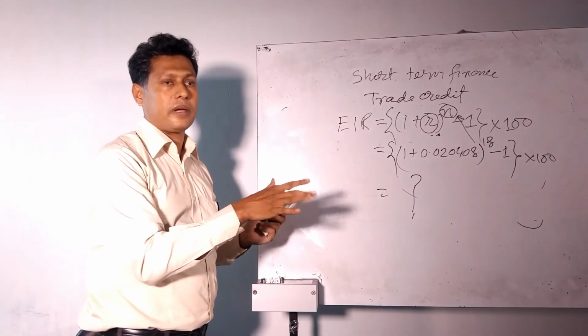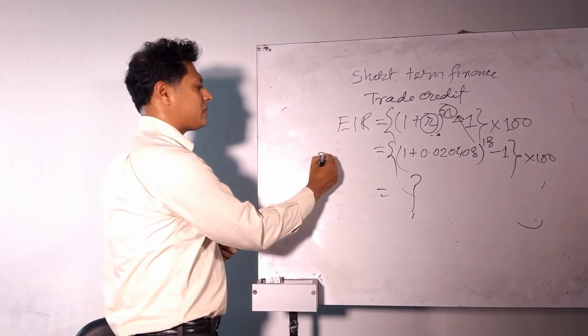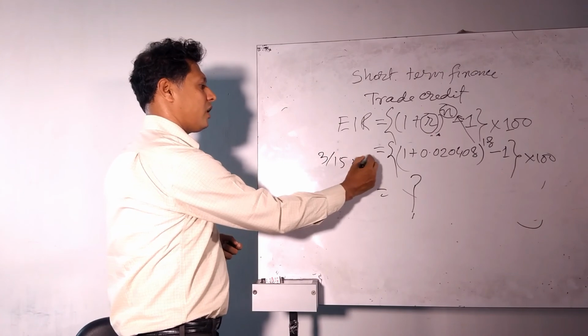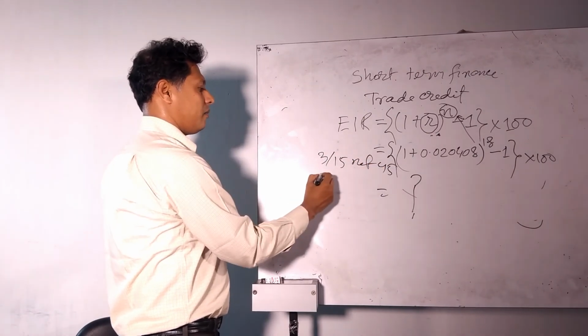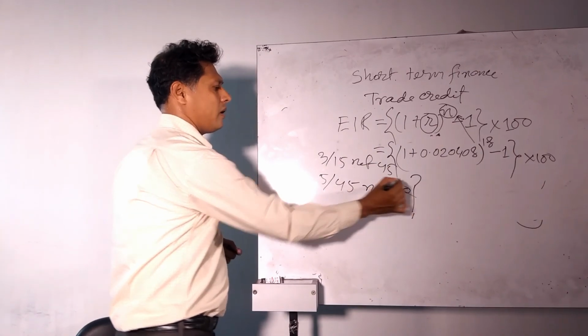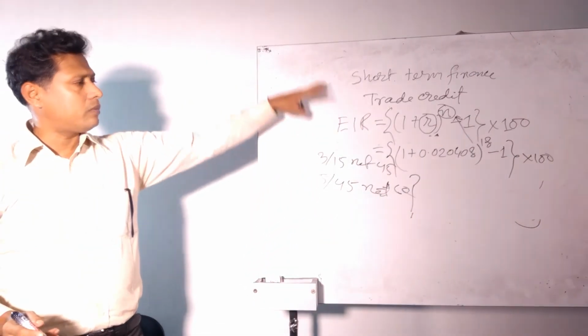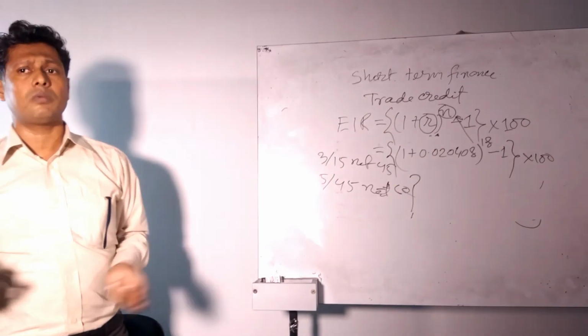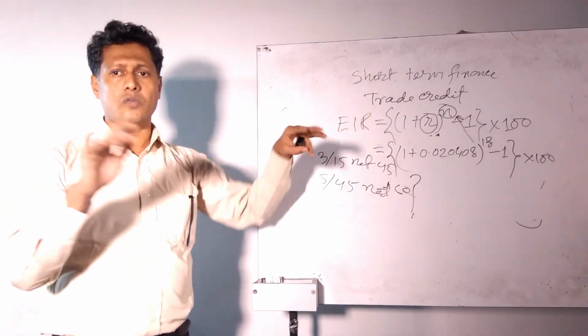This is the total of trade credit. You can solve many other problems like 3 by 15 net 45, or like 5 by 45 net 60. Any sort of problem that comes to you, you can solve with these two formulas. This is all for trade credit.